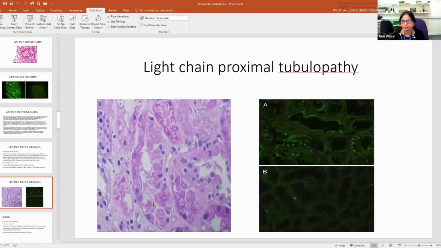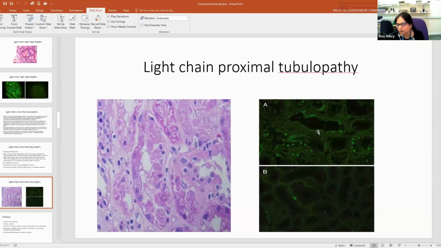So just to show you here, the left side is a PAS stain, and you can see on the PAS stain that there is some very crystalline looking material within the proximal tubular epithelial cells. Compare it to this one and this one here. If you just notice, you can see them here. Not every tubule will have it, so you'll have to hunt for it if you're looking for it. And then if you compare that with the immunofluorescence for kappa and lambda, you can actually see that's the kappa stain there and that's the lambda stain.